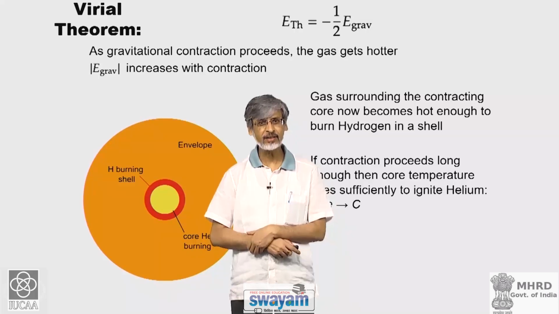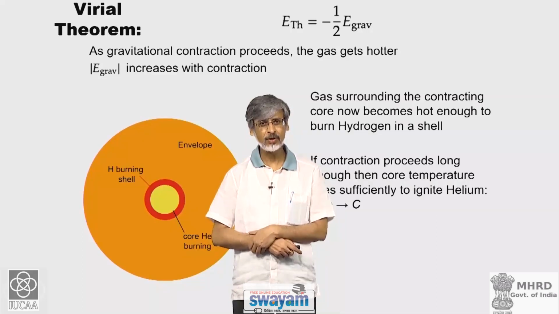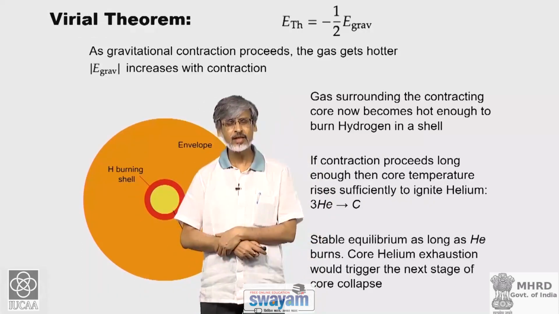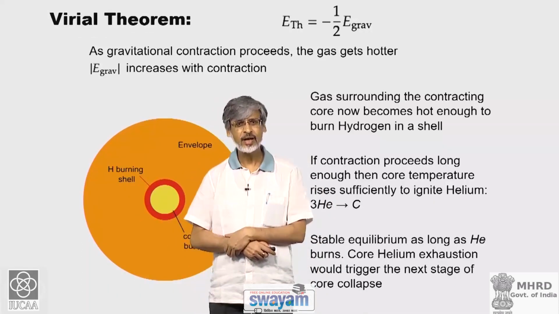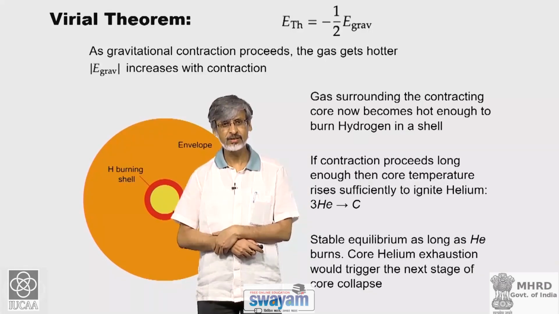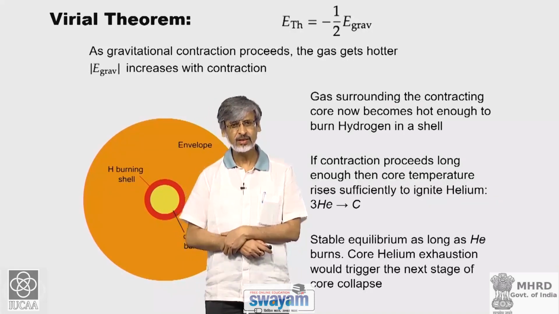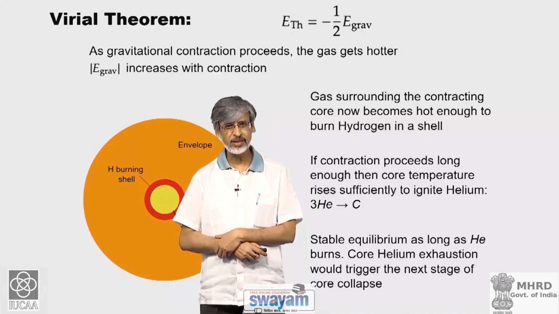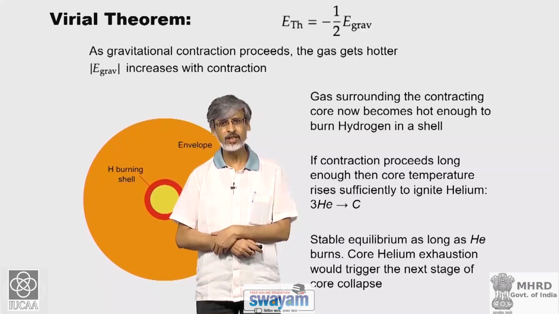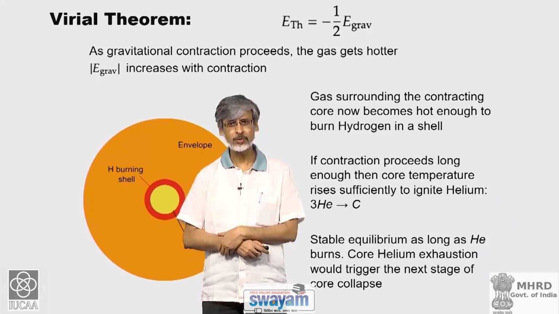The core will expand, the shell sources will weaken, the overall star will contract a little, and it will get brighter. As long as the helium continues to burn, you will have a stable structure again, just like when the hydrogen was burning at the core. However, just like the first phase, the helium will also get exhausted at some point. So, as the core helium exhausts, then it would trigger the next stage of core collapse.